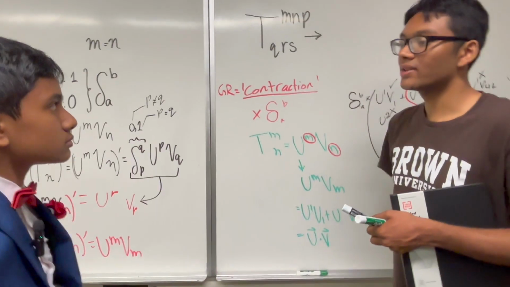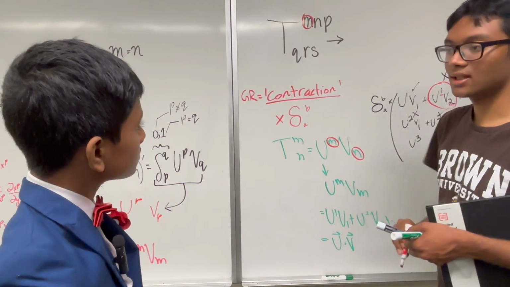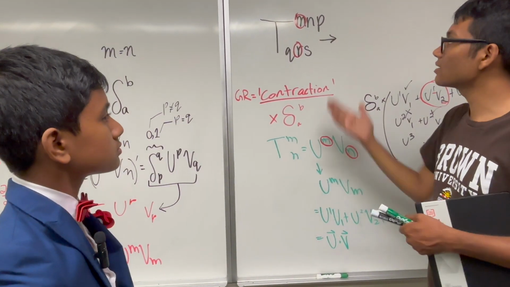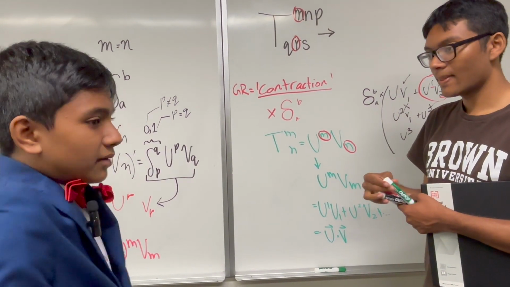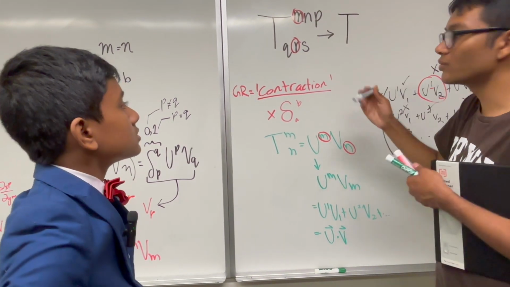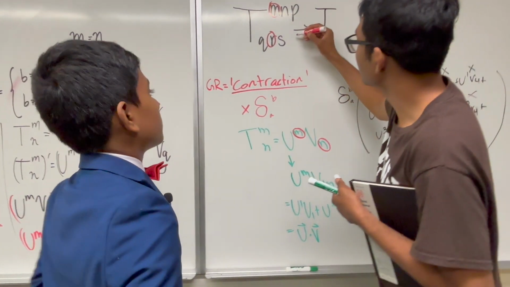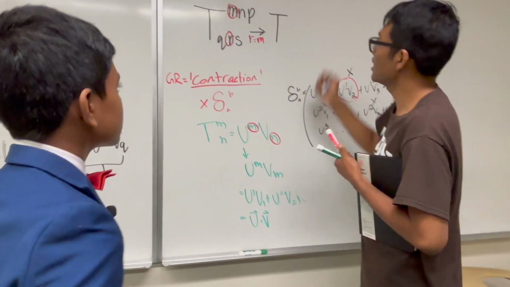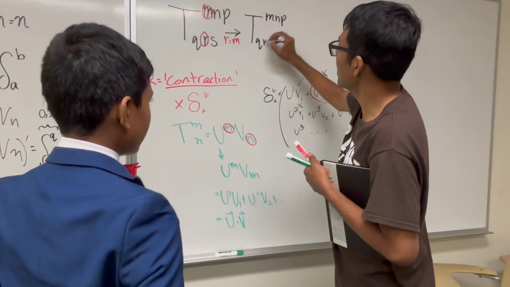Choose any of the upper indices: M. Choose any one of the lower indices: R. Now if we set them equal, it doesn't matter. You can set M to R or R to M. Why doesn't it matter? Because they're just dummy indices at the end of the day. We can swap around the names. I like M better than R, so let's set the variable R to M. Then we have tensor M, P, Q, M, S.